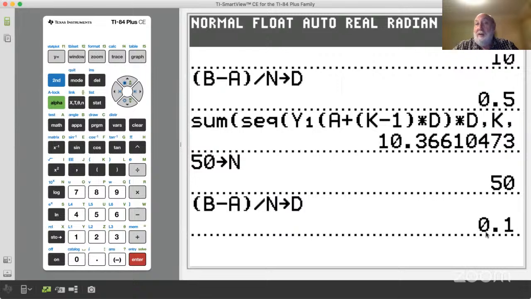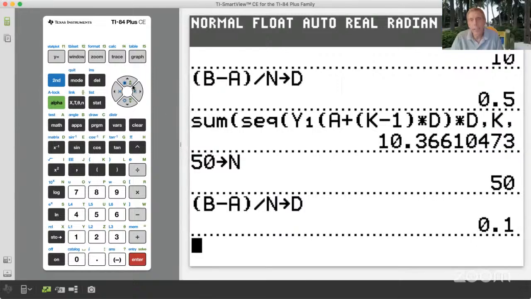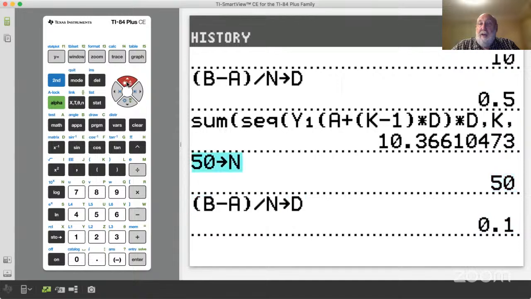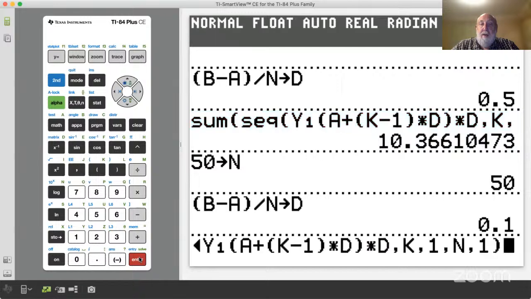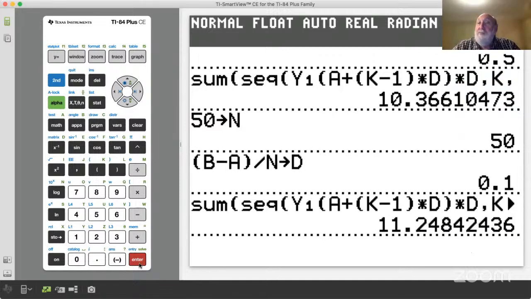And now let me go up to the actual Riemann sum. And let's see, N has been updated. D has been updated. I think we're ready to roll. So let me try it, see what happens. Right on the money. Boom. Pretty cool. Once you've taken the time to build that one, you can very easily edit it.